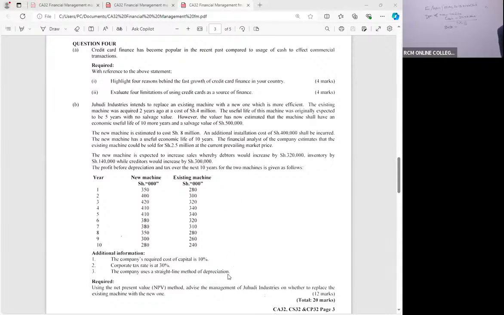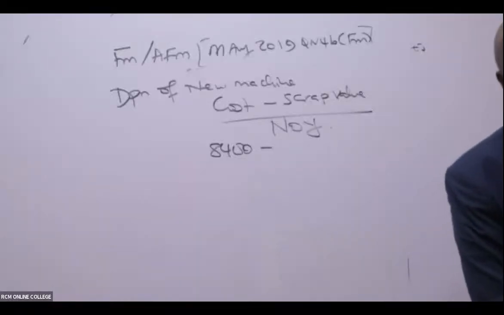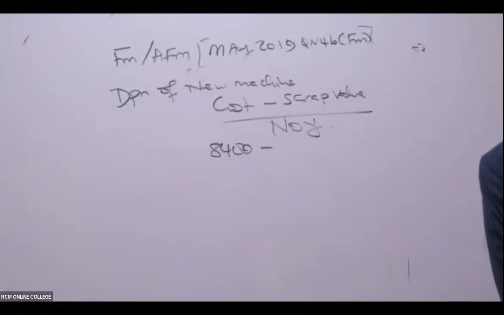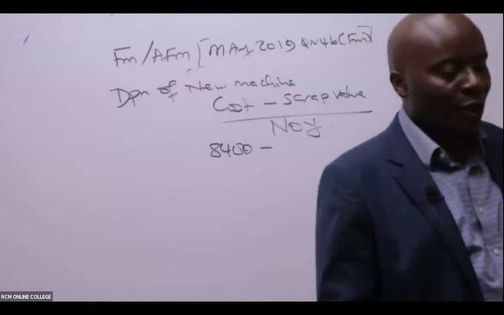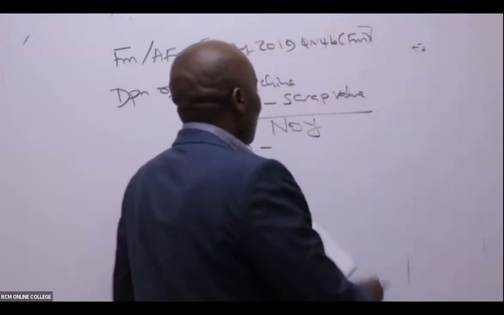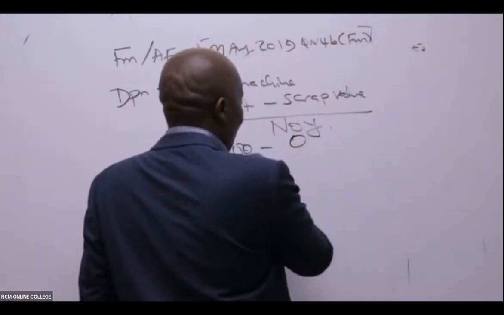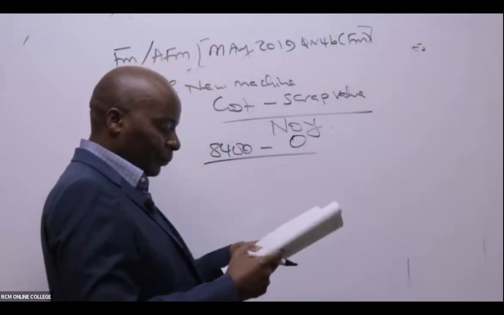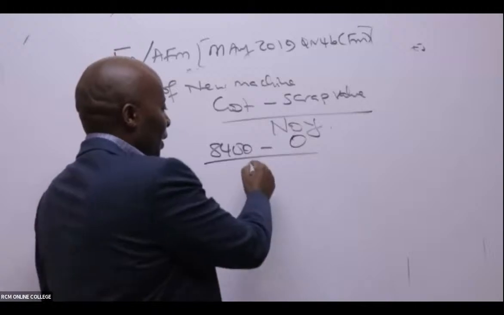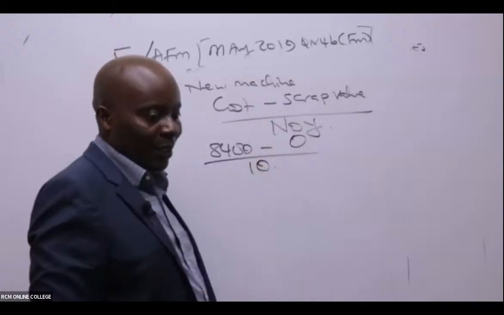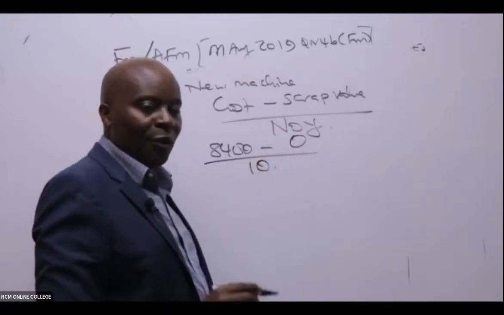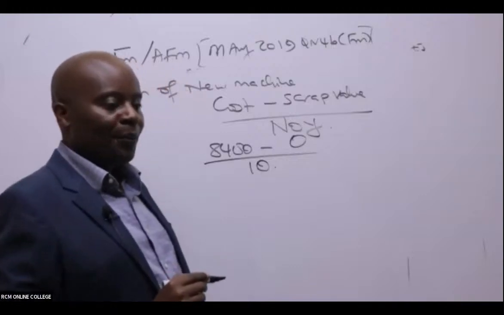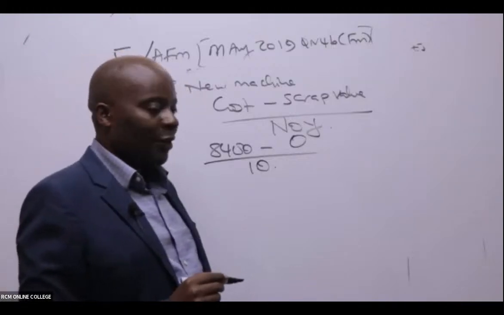So the residual value or scrap value of the new machine will be 0. Divided by how many years does it have? Number of years is 10 years. So then, are you able to give me this figure here?